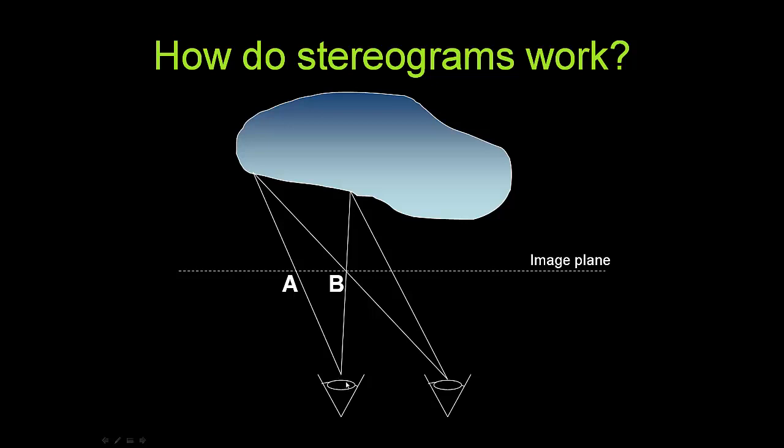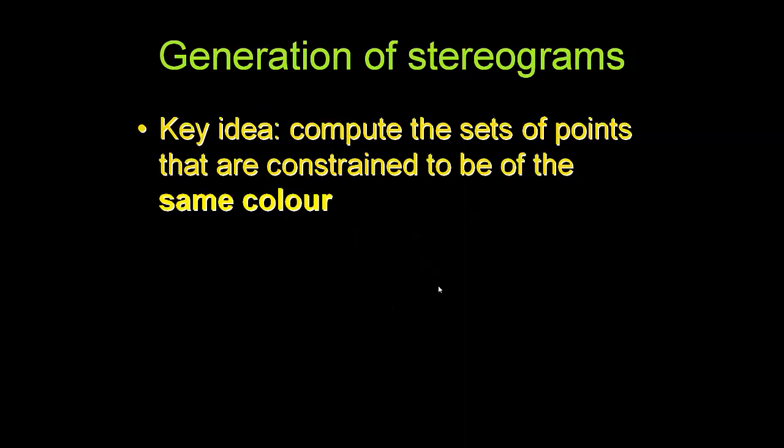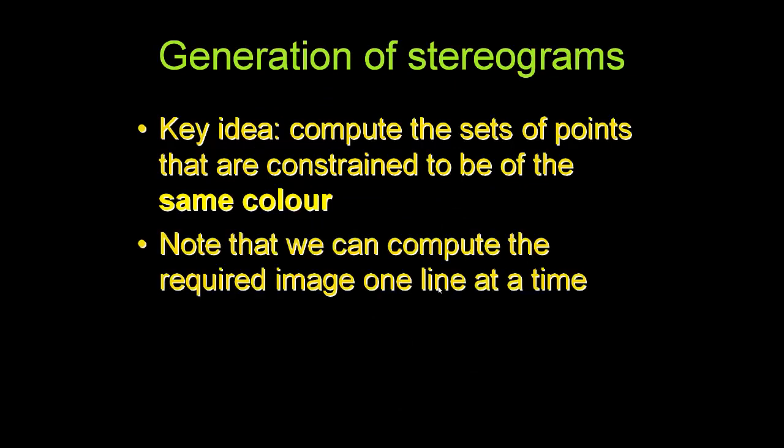Now you can draw a ray from the left eye through B to this point on the object. Okay, and then you can draw this ray back to the right eye. Repeat this until you have a whole bunch of points that all lie on the image plane. Now, what is so special about these points? Well, it turns out that because all these points are actually referring to the same point, all these points must have the same color. So the key idea is to generate a set of points that are constrained to have the same color.